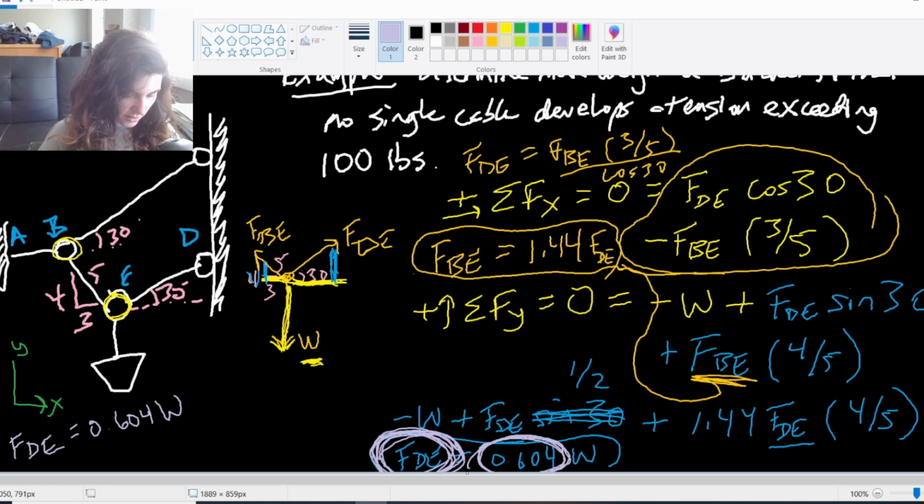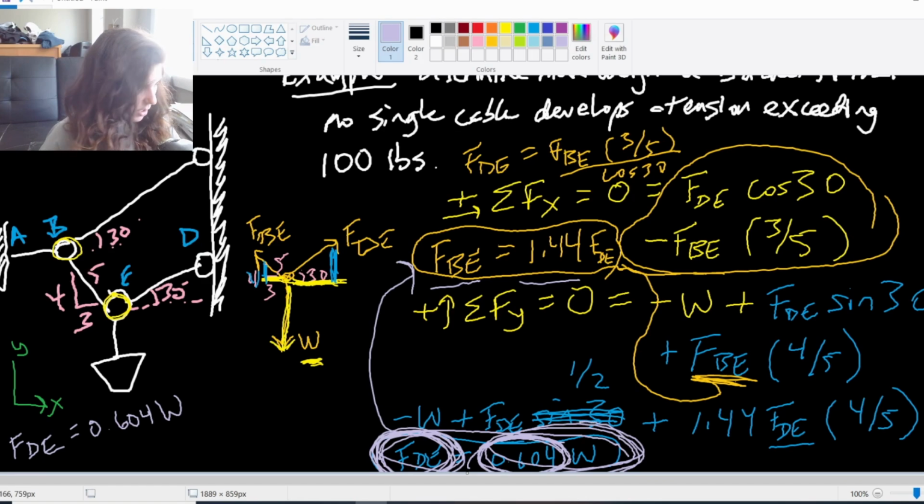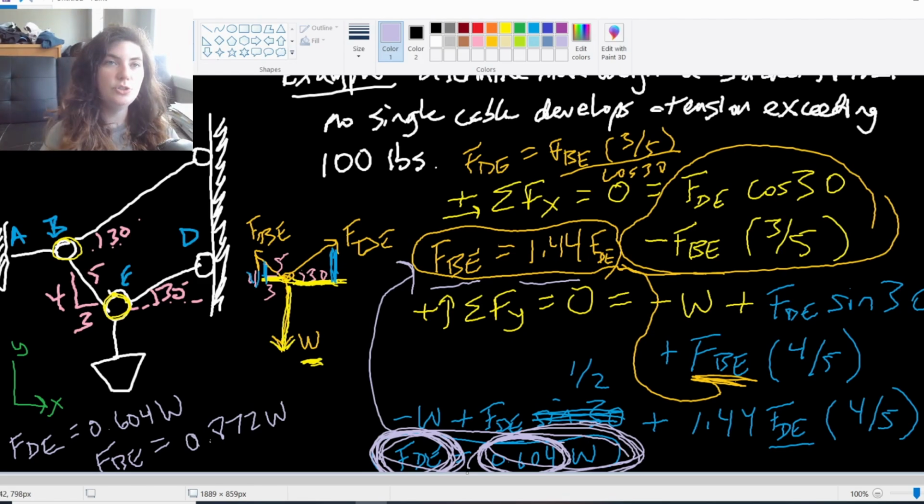So I can substitute this relationship back into this FBE equation, right? So I would get FBE equals 1.44 times 0.64 W. And what does that give me? That gives me, write it down in the corner here, FBE equals 0.872 W. So now I have these two relationships.